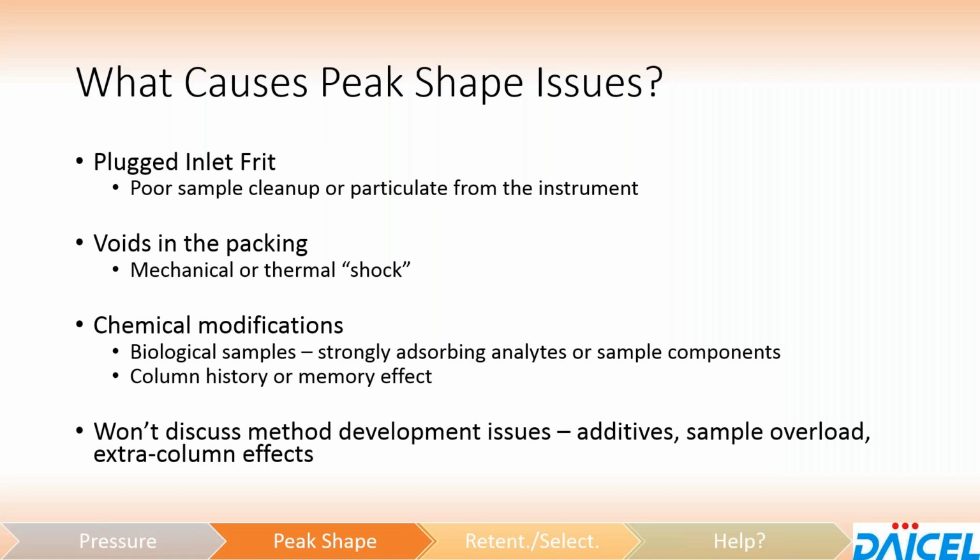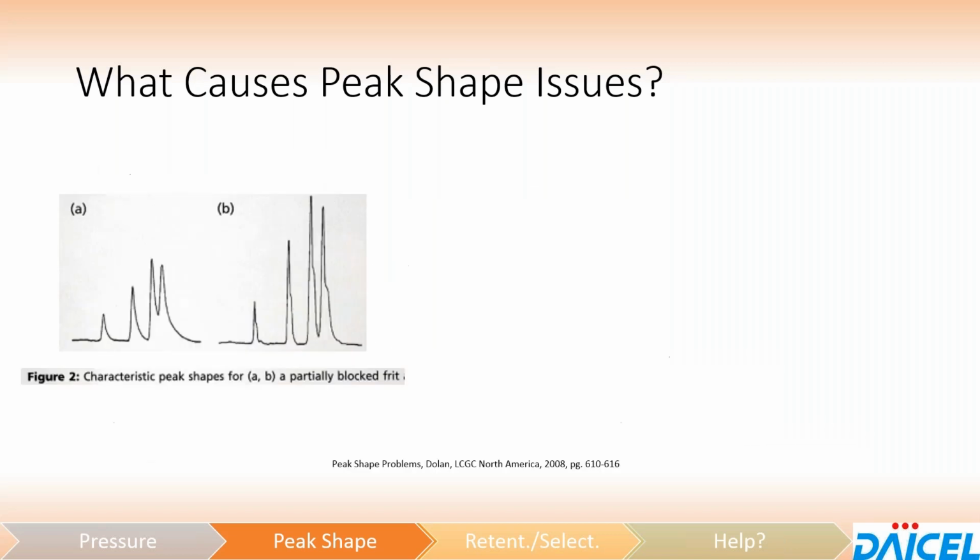What we won't be talking about in this section are method development issues, so things like additives or potentially needing to optimize your additives, sample overloading, and other extra column band broadening effects that can have a dramatic effect on the peak shape as well. This is strictly related to issues with the column.